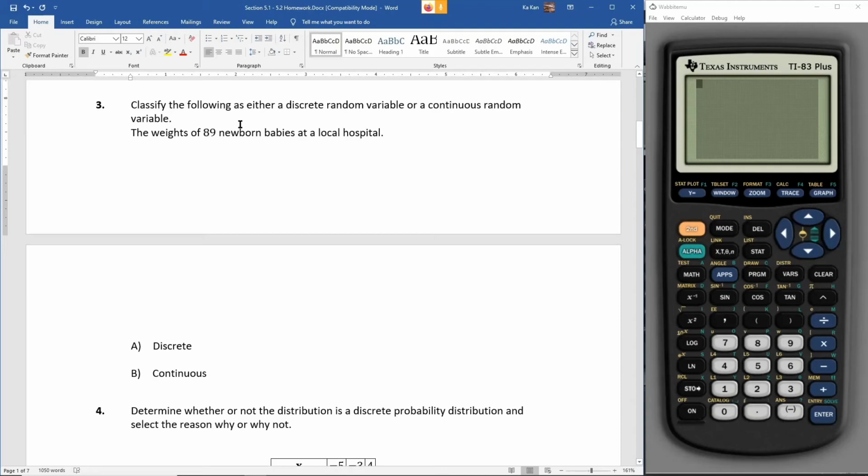Classify the following as either a discrete random variable or continuous. The weight of 89 newborn babies. Well, that of course is continuous. Weight has to be continuous. Not 154 pounds, of course, for babies, but it could be 8 pounds or 8.2 pounds, for example.